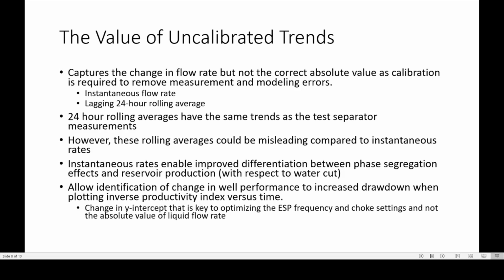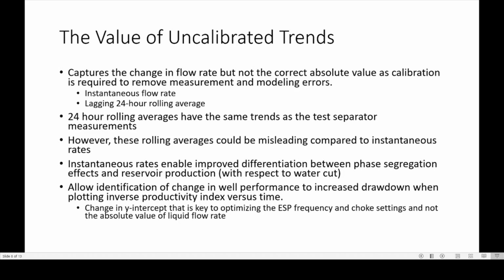I'll talk about the value of uncalibrated trends, and there's some justification behind it, but there's going to be some further justification of calibration. It captures the change in flow rate, but not the correct absolute value, as calibration is required to remove measurement and modeling errors. And there's two types of the uncalibrated trends that we're going to compare. You could have instantaneous flow rate and the lagging 24-hour rolling average.